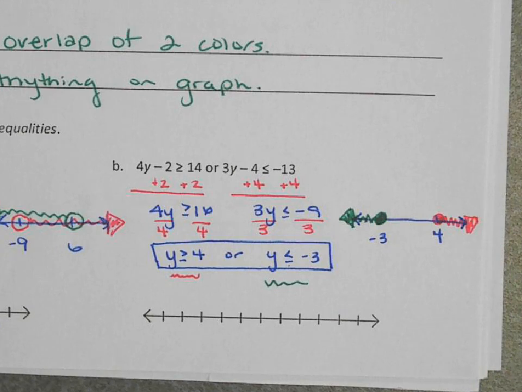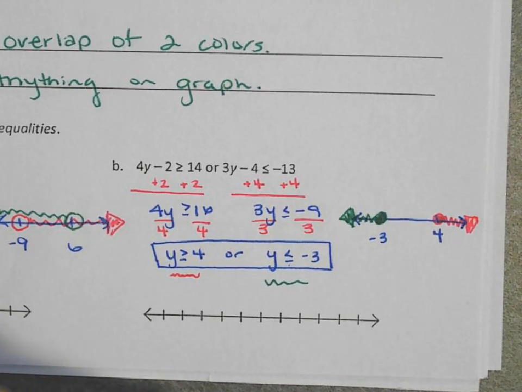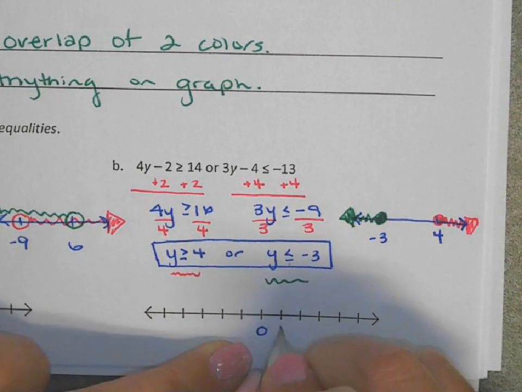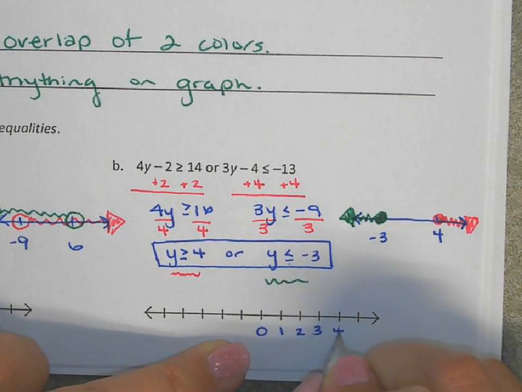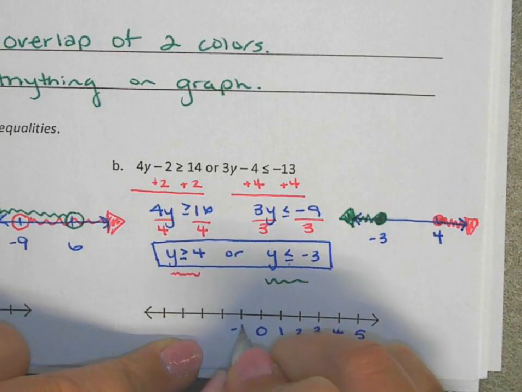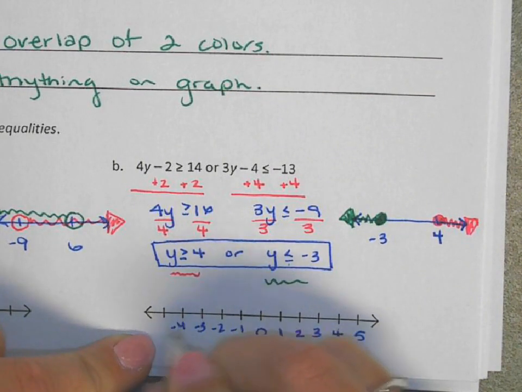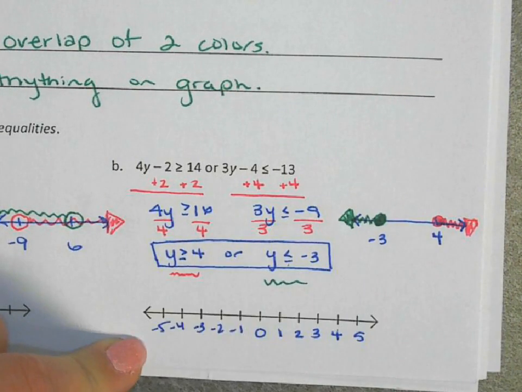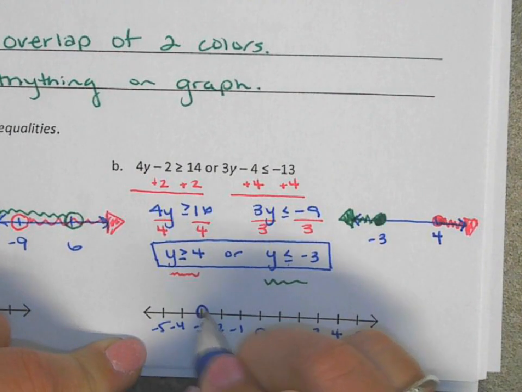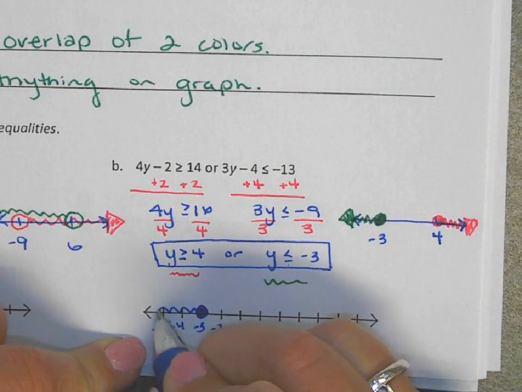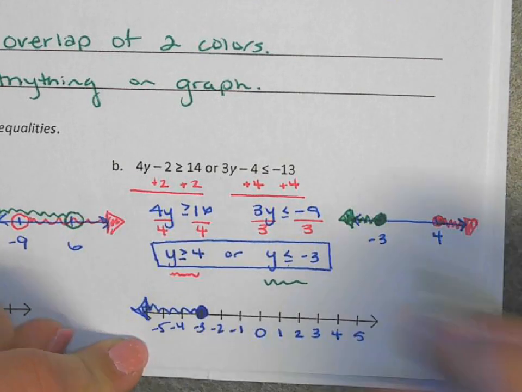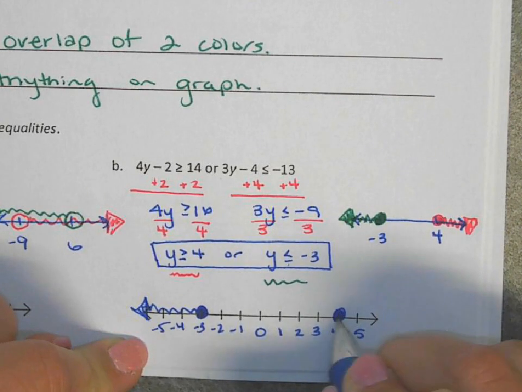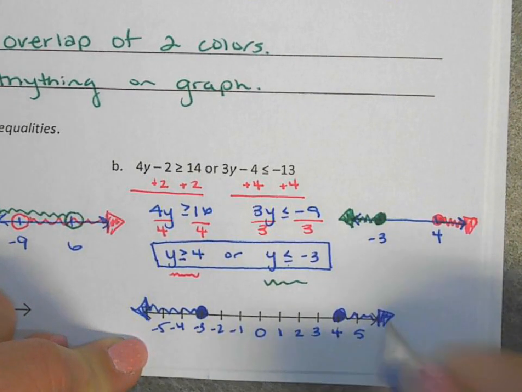So where is it, green or pink? It's only on the sides this time, okay? So on our final draft, here's 0, 1, 2, 3, 4, 5. We get -1, -2, -3, -4, -5. I'm going to do my closed circle at -3, shaded this way, a closed circle at 4, shaded this direction.